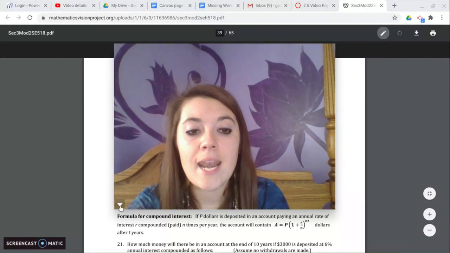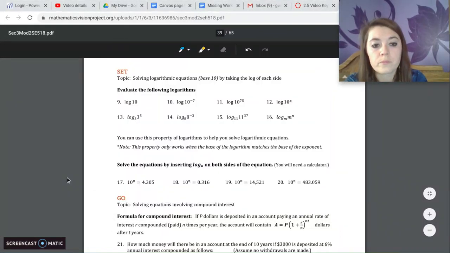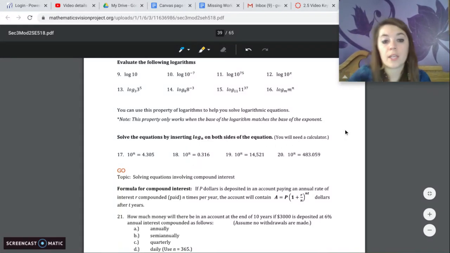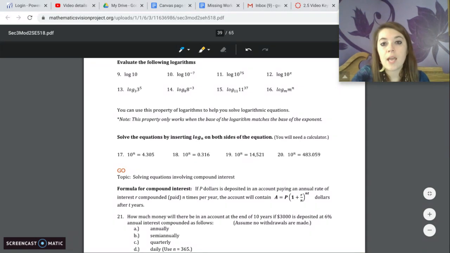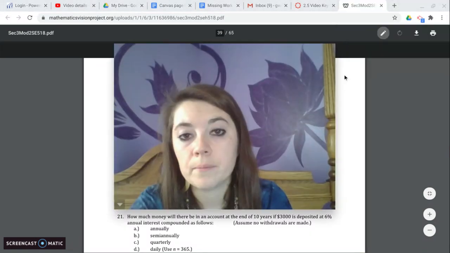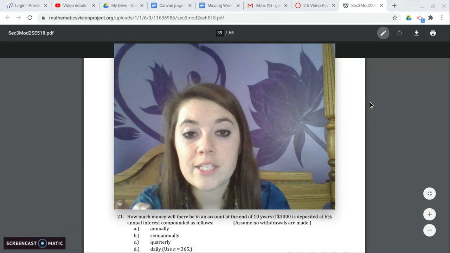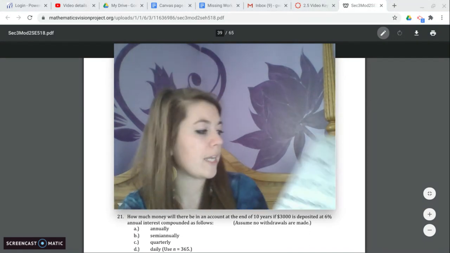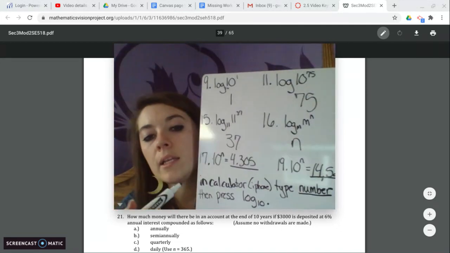Okay, the next section, solve the equations by inserting log base n on both sides of the equation. You will need a calculator. So for these, if you have an iPhone, this is how you'll do it. If you don't have an iPhone, hopefully it'll work in a similar manner. But here's our first problem.